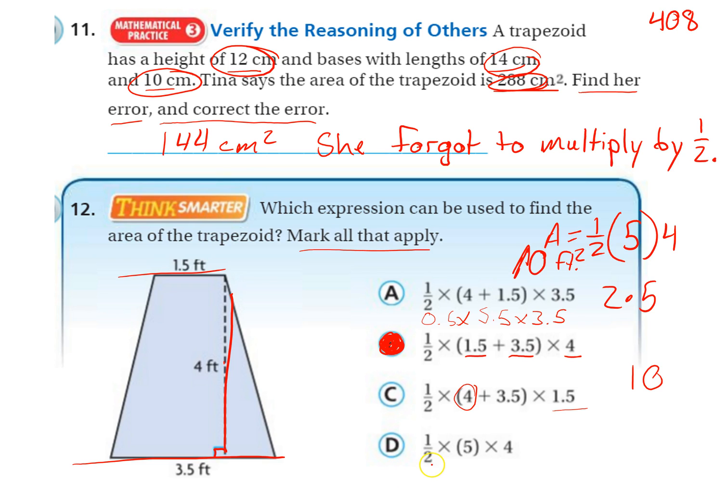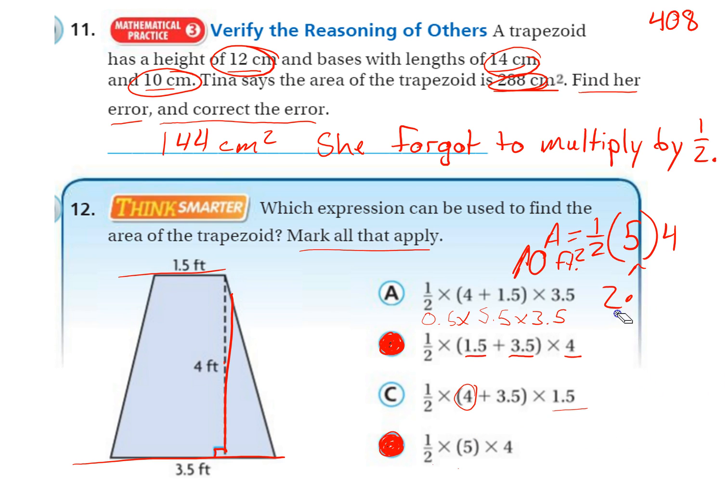Okay, and D, they said 1/2 times 5. Well, I don't have a 5, but when I did it, if you see here, I combined them to get 5 in there as well. So they just simplified, they did the parentheses first already, but they got the same number inside the parentheses, 5. And then they did multiply times the height. That's exactly what I have here. 1/2 times 5 times the height, which is 4. 1/2 times 5 times 4. So yes, this one's going to work too.